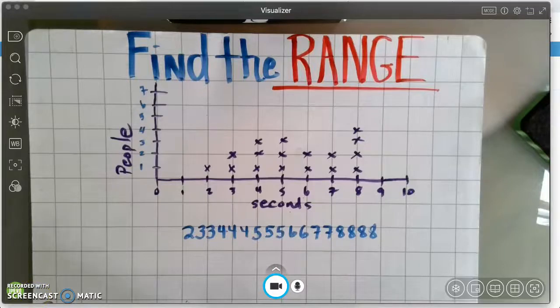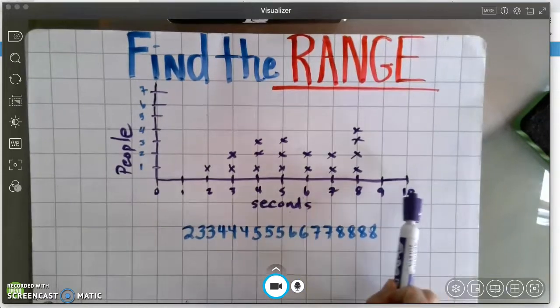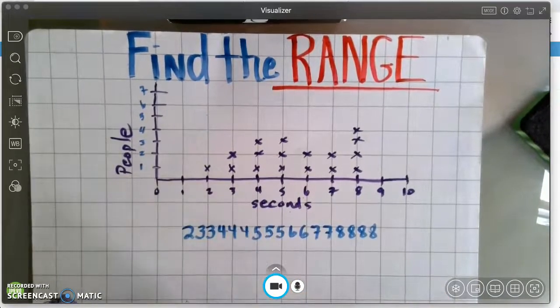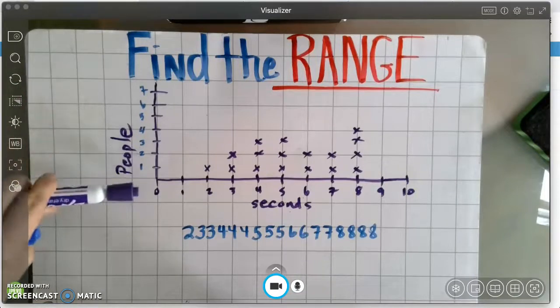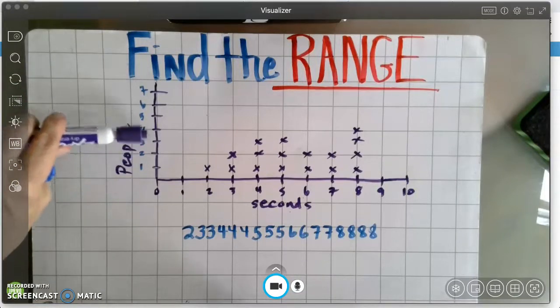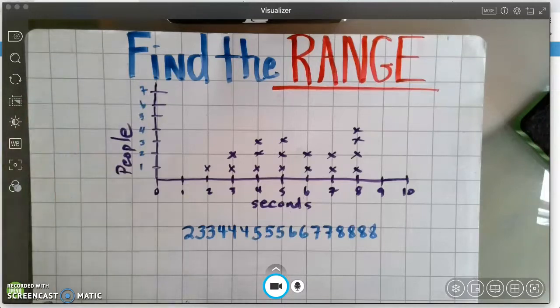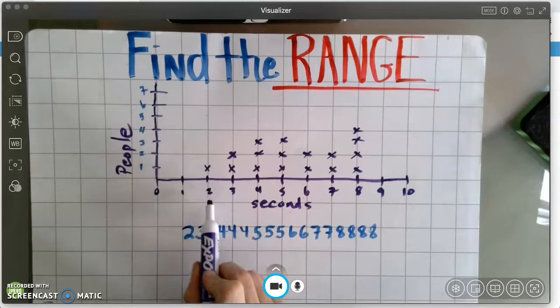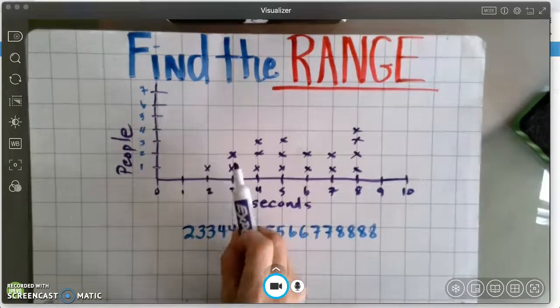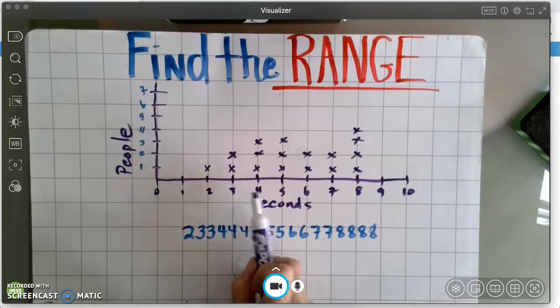Today you're going to be learning how to find the range from a set of data. If you'll notice, this horizontal line is the number of seconds, and each dash is 1 second. This vertical line is the number of people, and each dash is the number of people. Now let's imagine that this line plot represents the people that could juggle 3 balls for a certain amount of time. So if we look at this, one person could juggle for 2 seconds. 2 people could juggle for 3 seconds, and so on.